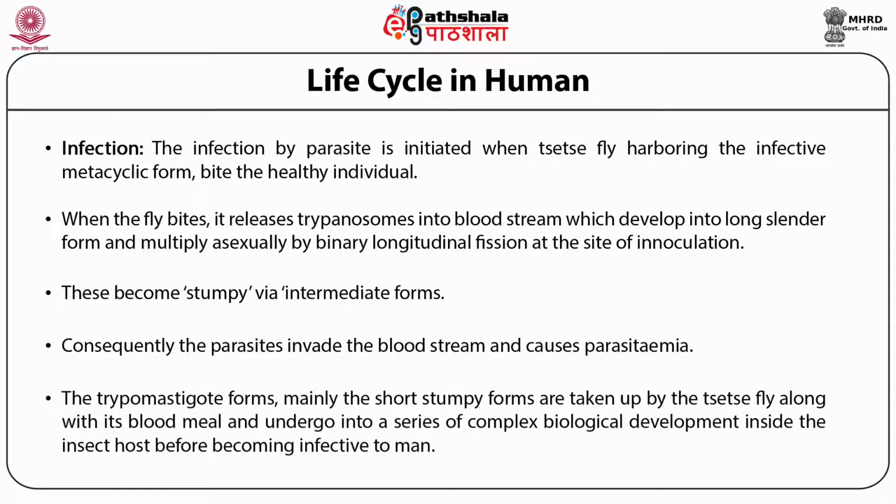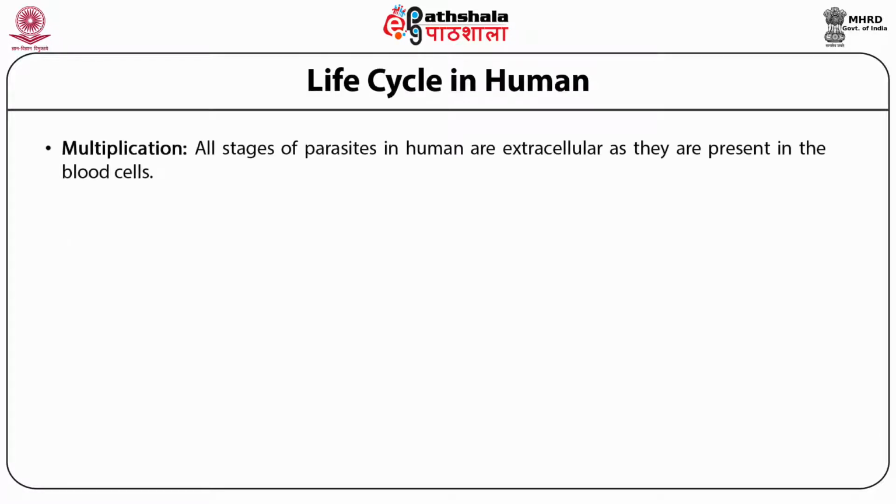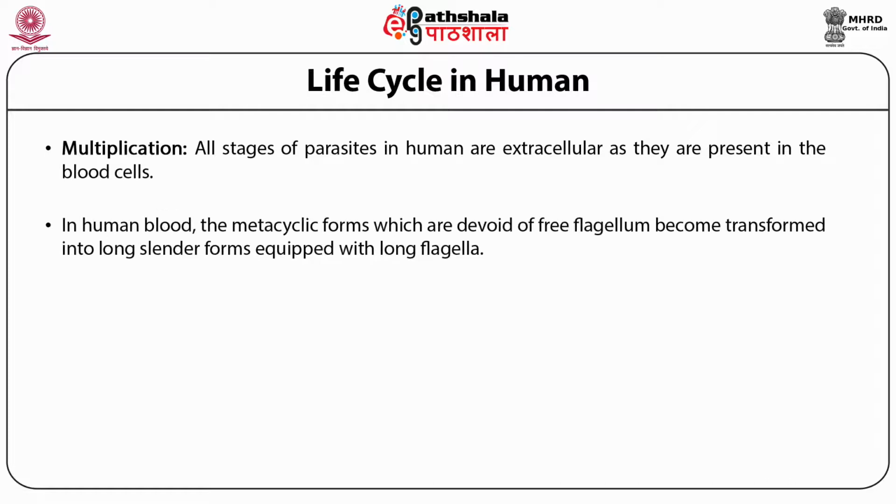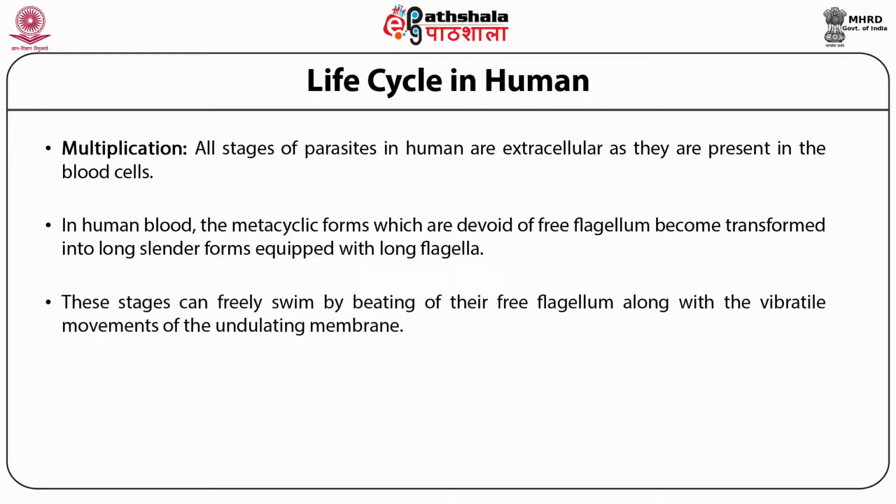The trypomastigote forms, mainly the short stumpy forms, are taken up by the tsetse along with its blood meal and undergo a series of complex biological developments inside the insect host before becoming infective to man. All stages of the parasite in humans are extracellular as they are present in the blood. In human blood, the metacyclic forms, which are devoid of a free flagellum, become transformed into long, slender forms equipped with long flagella. These stages can freely swim by beating of their flagellum along with the vibratile movement of the undulating membrane.